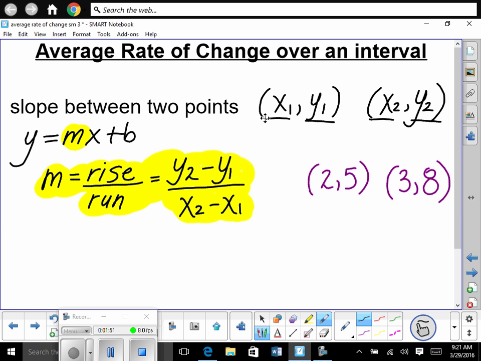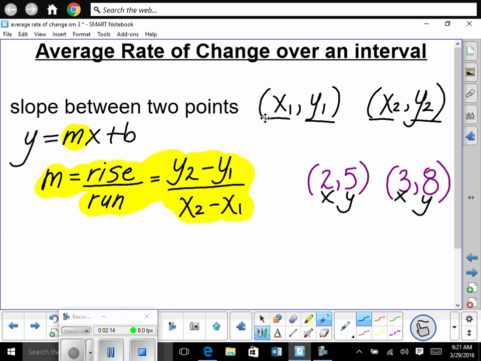So let's find the slope between these 2 points. x, y; x, y. Here's the important thing, you guys. It doesn't matter which point is first and second. So, which x value is smaller? 2. So think about it. If we were to graph this, guys, we'd go over 2, up 5, right? Then we go over 3, up 8. Which point comes first? The 2, right?